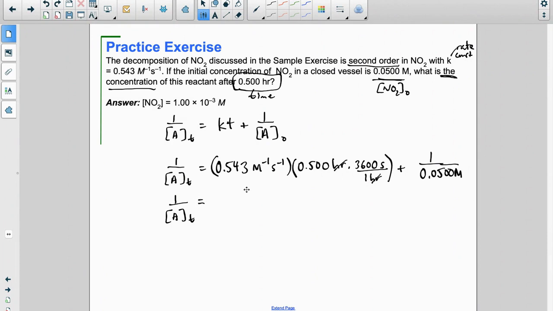When I multiply these things out, I get a value of 997.4. Let me just see how my units come out. Yep, molarity to the -1. So this is 1 over the concentration, and I need to take the inverse of this. When I take the inverse, I'll look at how many sig figs I need. Looks like I need 3. My concentration at t is equal to 1.00 times 10 to the -3 molar.